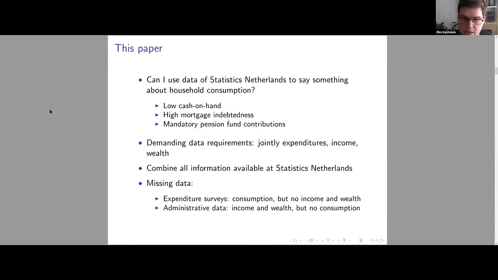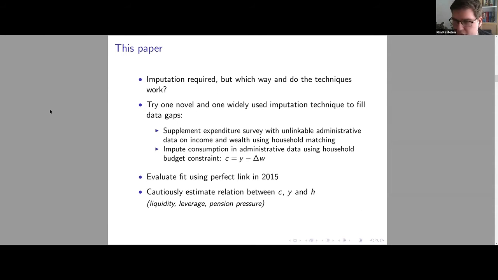And if we think about the data requirements that are here, they're pretty demanding. So I need joint information on expenditures, income, and wealth. I do have access to these things separately in different data sets, but I'm still suffering from some missing data. There's an expenditure survey in the Netherlands, which has a lot of information on consumption, but doesn't really tell me much about income and wealth of households. On the other hand, I have administrative data based on tax records where I observe pretty precisely the income and wealth situations of households, but no consumption. So I have to do some imputation in some way.